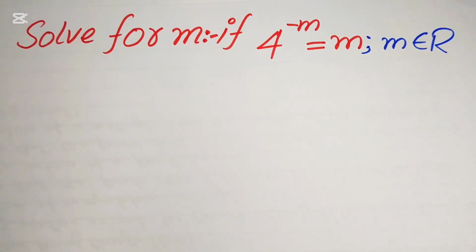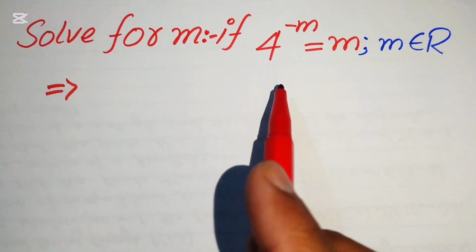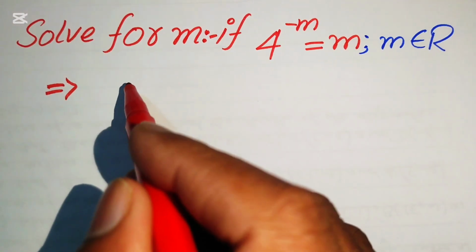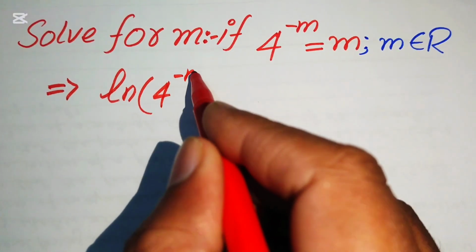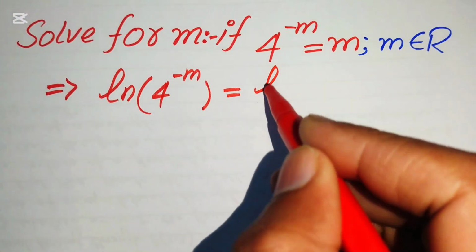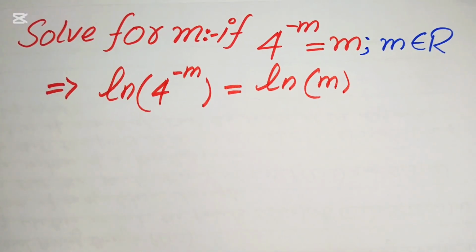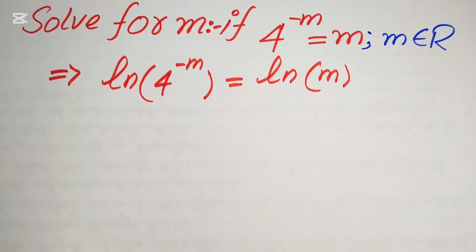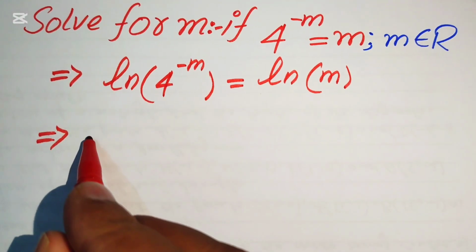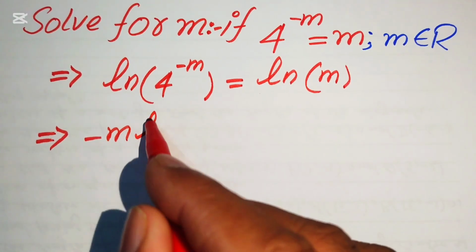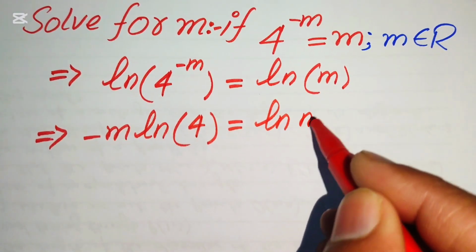In order to solve this problem, the very first thing we are going to do is take the natural log on both sides of this equation. It will be written as natural log of 4 to the power of minus m equals natural log of m. After this step, we use the nice property of log: we move this exponent minus m in front of the log, and it will be written as minus m log of 4 equals log of m.